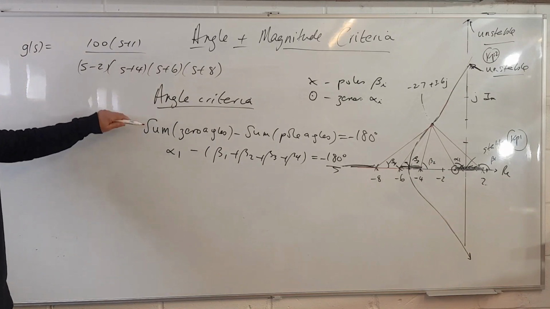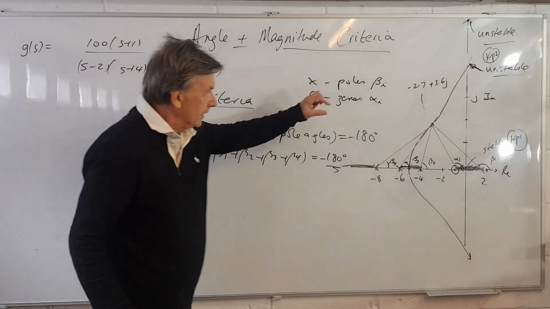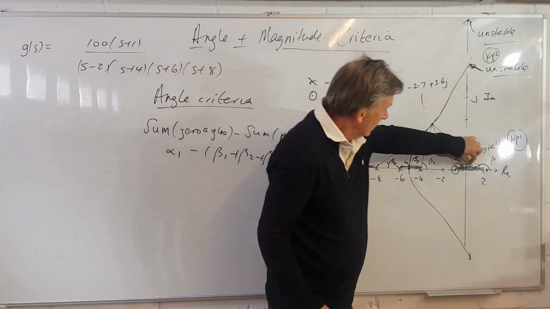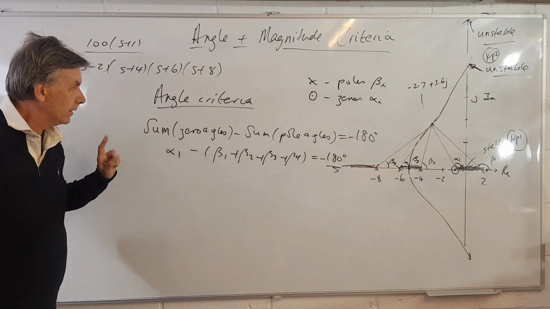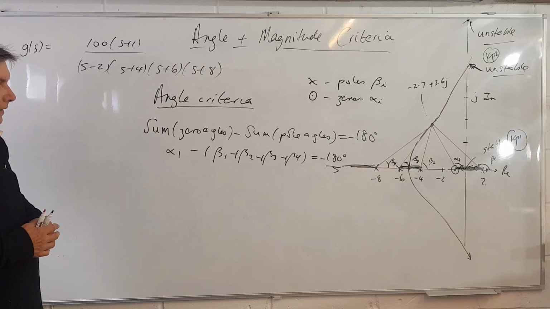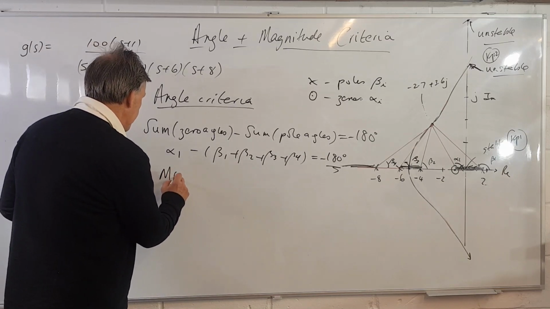This is the thinking behind the angle criteria, and it works for any point. I can move this point around, to here, down to here, any point in this diagram. If the point is on the root loci, this equation will be true, and that's called the angle criteria. And then there's another equation called the magnitude criteria.